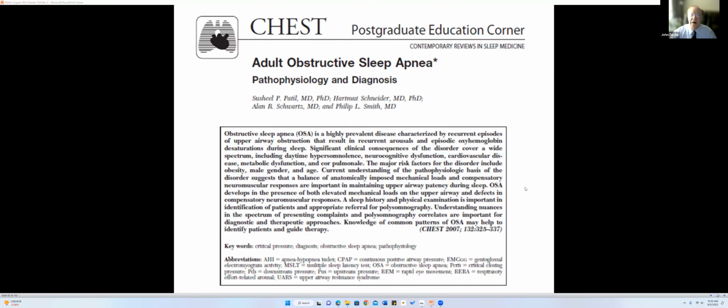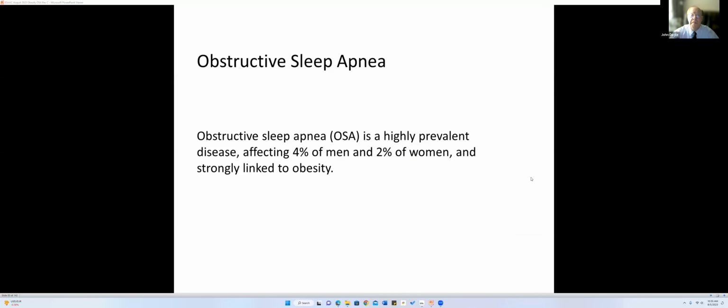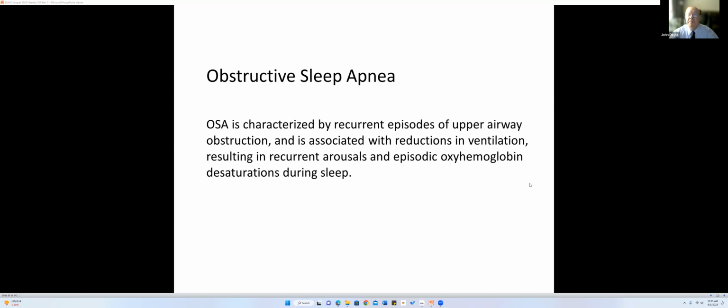So here is an article on obstructive sleep apnea from the journal Chest that you might find helpful, and it provides information that you may want to access for further review. They say that obstructive sleep apnea is a highly prevalent disease in the United States, affecting 4% of men and 2% of women, strongly linked to obesity, characterized by recurrent episodes of upper airway obstruction associated with reductions in ventilation, resulting in recurrent arousals and episodic oxyhemoglobin desaturation during sleep.